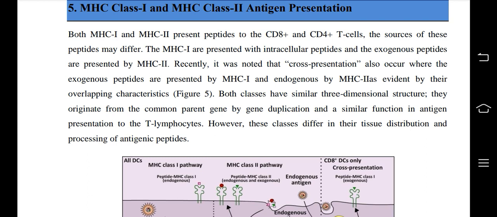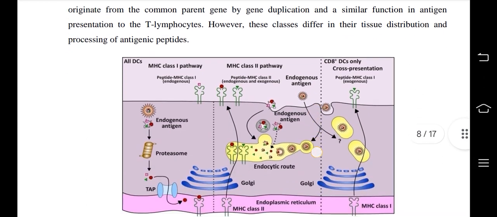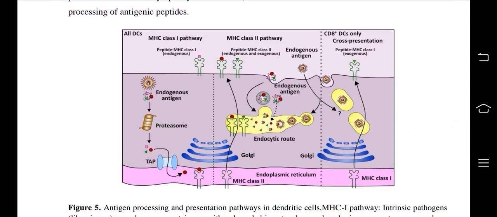Both classes have similar three-dimensional structure. They originate from a common parent gene by gene duplication and have a similar function in antigen presentation to T lymphocytes. However, these classes differ in their tissue distribution and processing of antigenic peptides.